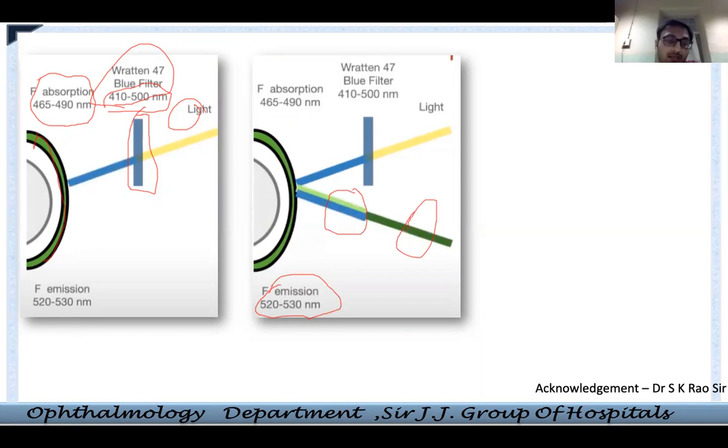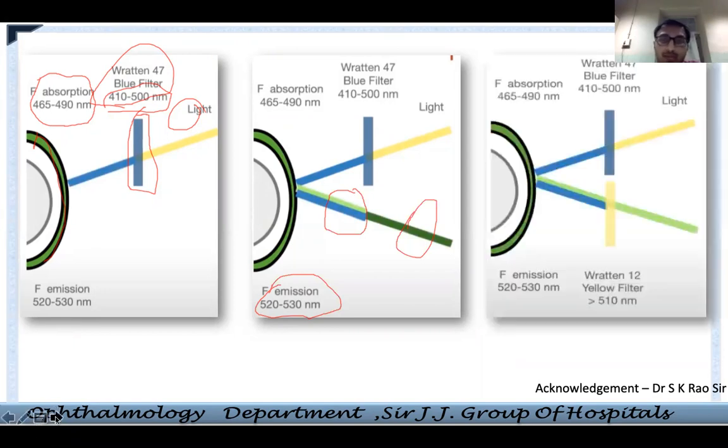So nowadays, to make it better, there is one more filter that we use, which is known as a Ratten 12 filter. Ratten 12 filter. What does Ratten 12 filter do? Ratten 12 filter allows light which is only above 510 nanometer. That means, what are you doing? You are just cutting off all the light which is less than 500 so that you fall into the proper absorption spectrum, and you are putting a filter so that only light above 510 nanometer can be seen. So you get a very good fluorescence out of that.